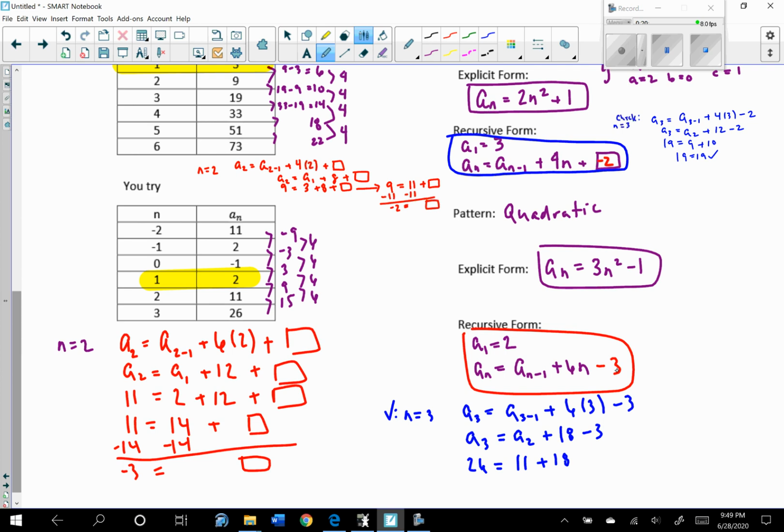I guess I could have done the 18 minus 3. So I'll just go ahead and put the 15 here. And so 26 should be equal to 11 plus 15, which is 26. And so it checks out. So we just checked our work. And that's it for the quadratic. Let's go ahead and move on to the next.